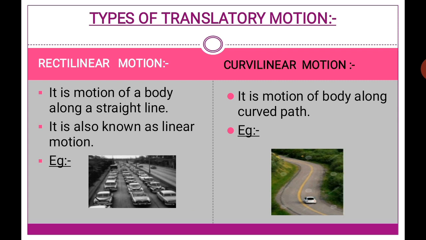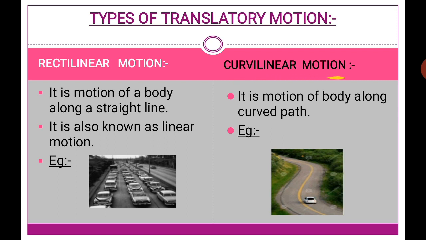More examples are bullet fired from a gun. So when a bullet is fired from a gun, it will also move in a straight path. So the motion of bullet fired from a gun is a rectilinear motion. The march past of soldiers in a parade, they also move in a straight road or in a straight path. So that is also an example of rectilinear motion.